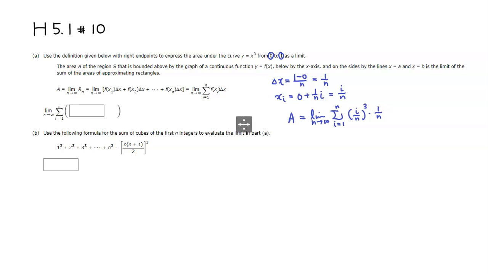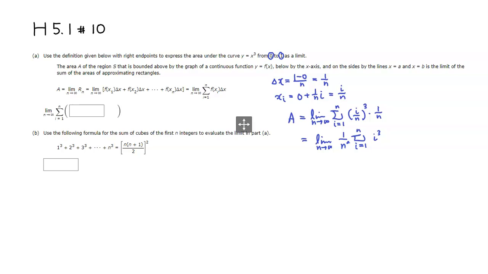If you simplify that, you have a limit as n approaches infinity, then a summation, i goes from 1 to n. On top, you have the i cubed. And on the bottom you have n cubed, and you have another n, so it's going to be 1 over n to the 4th power.